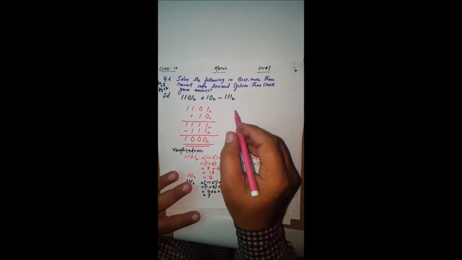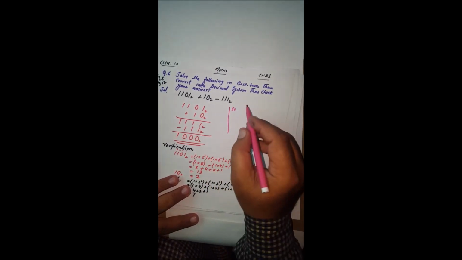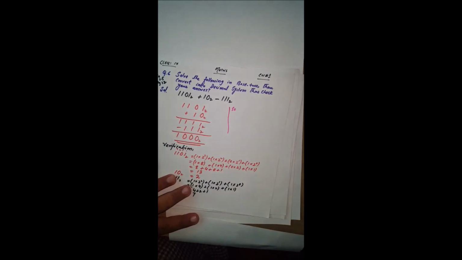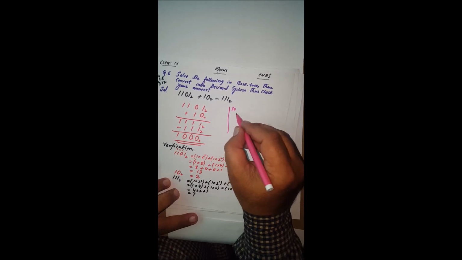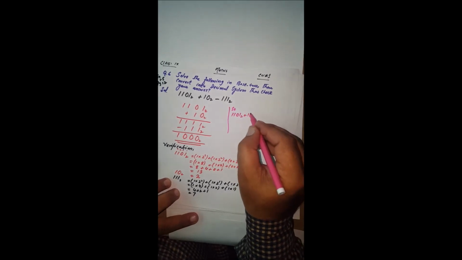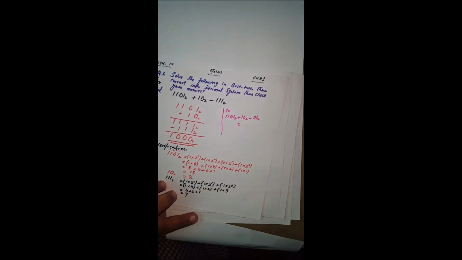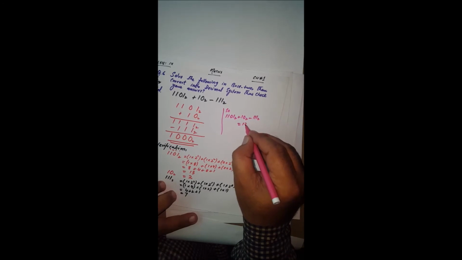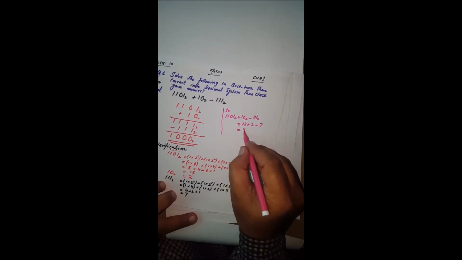So now, first we add these two numbers. We can write the given question as 1101 in base 2 plus 10 in base 2 minus 111 in base 2. 1101 in decimal is equal to 13. 13 plus 2 minus 7, that is equal to 15 minus 7, that is equal to 8.